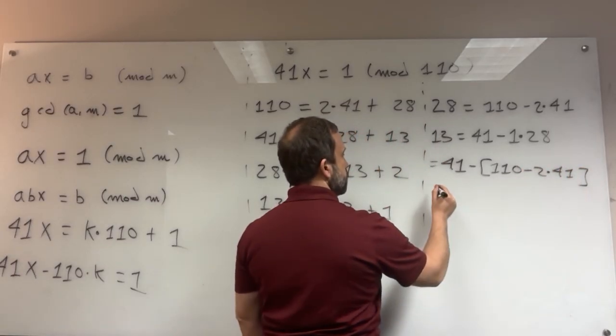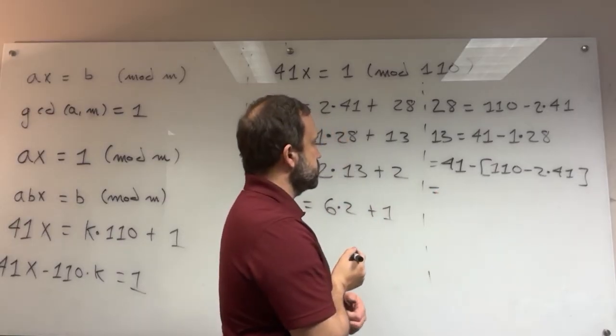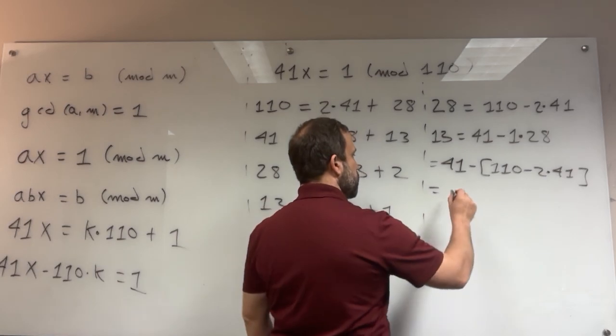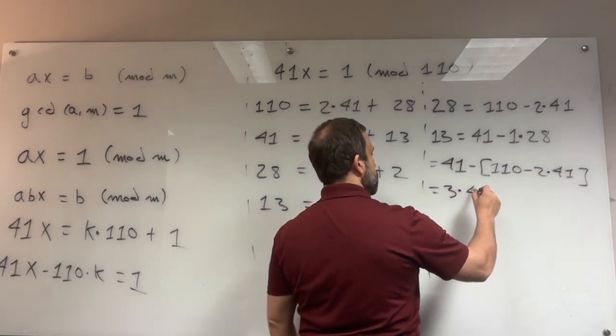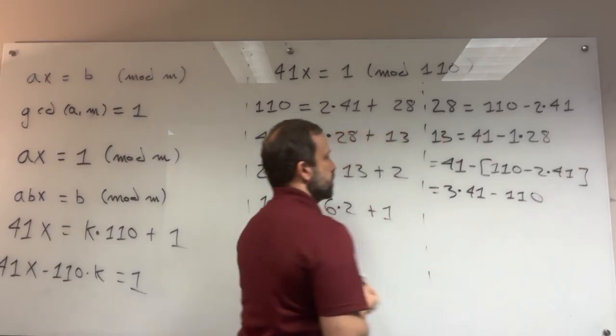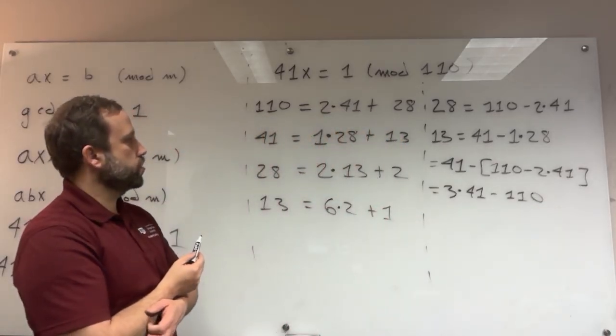times 41. Okay, so what are my coefficients on 41? Well, I've got 41 minus 2 times 41. So this is going to be 3 times 41, and then minus 110. Okay, so that's what 13 is.